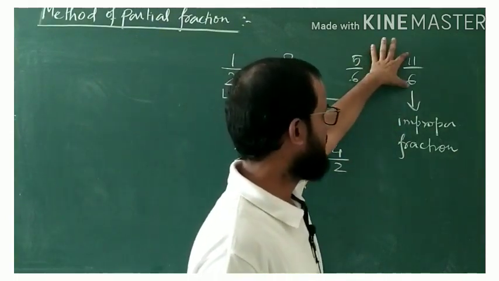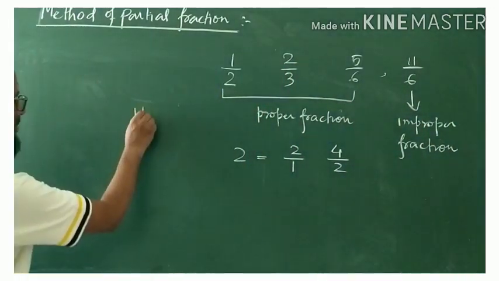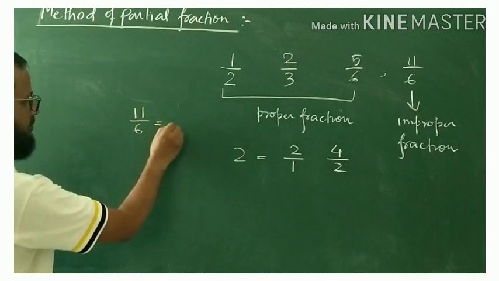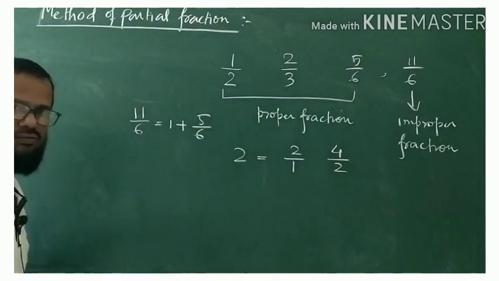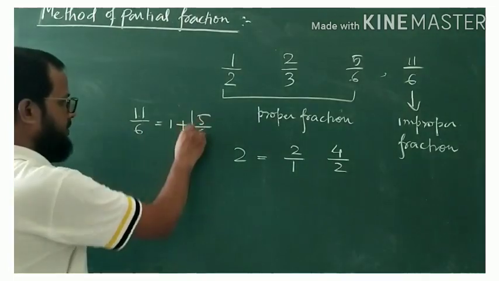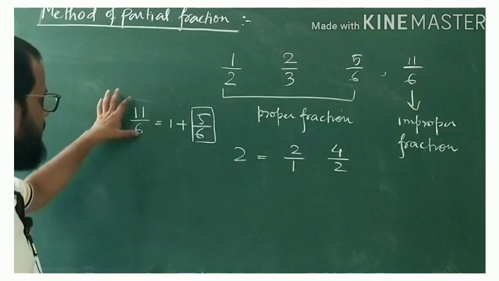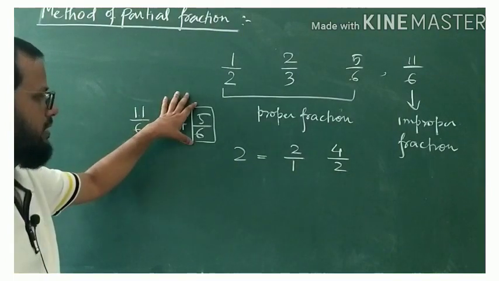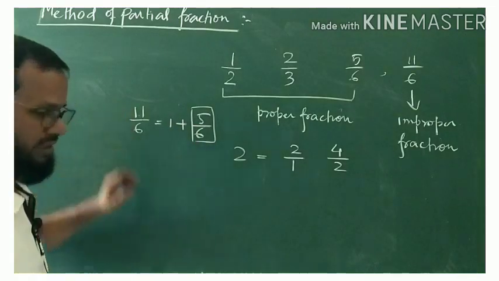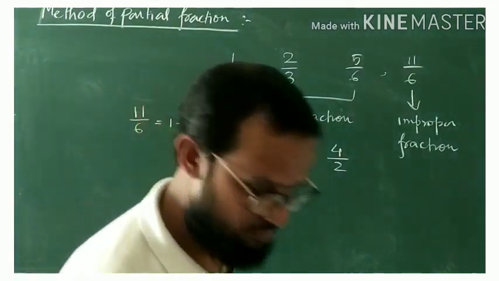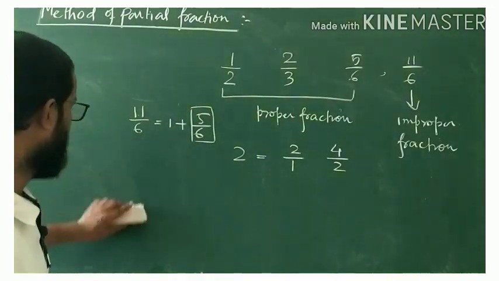But an improper fraction can be reduced into a proper fraction. How? If you take 11 by 6, it can be written as: you divide it, 1 time, and the remainder will be 5 by 6. Understood? So now it is a proper fraction. So this particular improper fraction can be converted into a proper fraction by dividing numerator by denominator. These are the simple concepts you got at school level; I just reminded you.